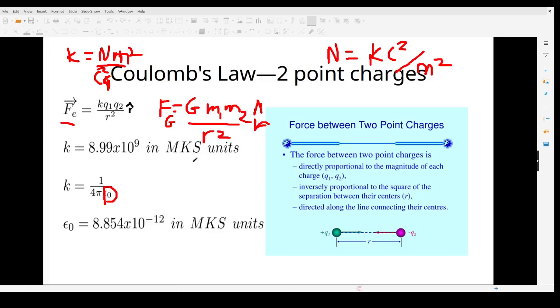And one more important thing about force between charges: if both charges are positive or both negative, that force is repulsive. If one is positive and one is negative, that force is attractive.